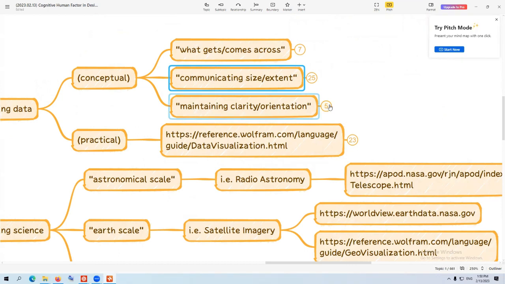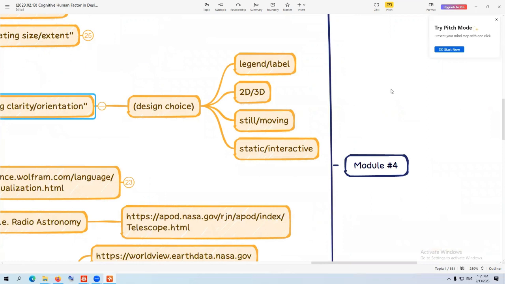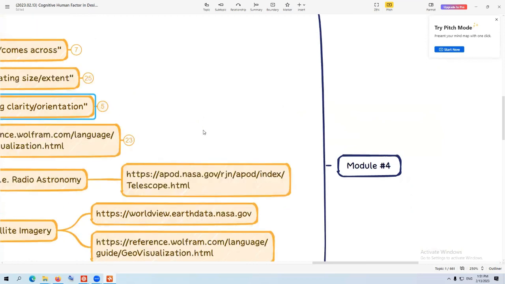Now, this is very important, the last thing that you have to consider. The first one is the message: what are you trying to say? The second one is you're trying to convey the sense of size. And the other one is you have to maintain clarity and orientation. So it matters how you put legends and labels. Are you going to do a 2D plot or 3D plot? Does it work with a still picture, or can you go with moving, static, interactive? These are all design parameters that you would experiment with, but this is about maintaining clarity.